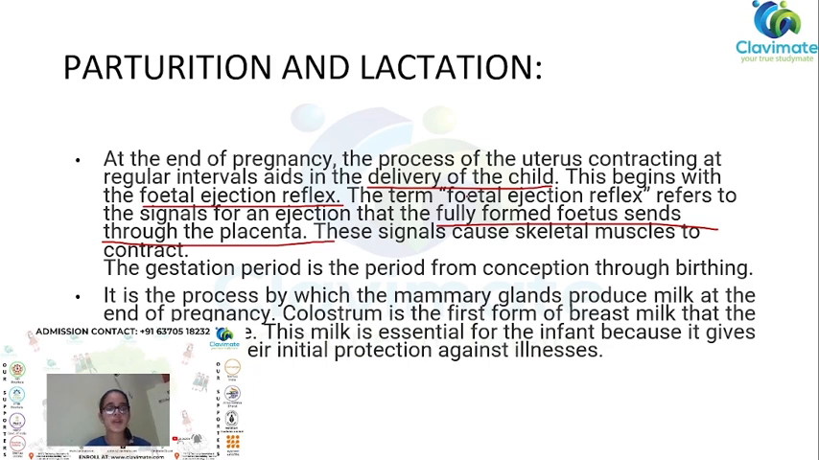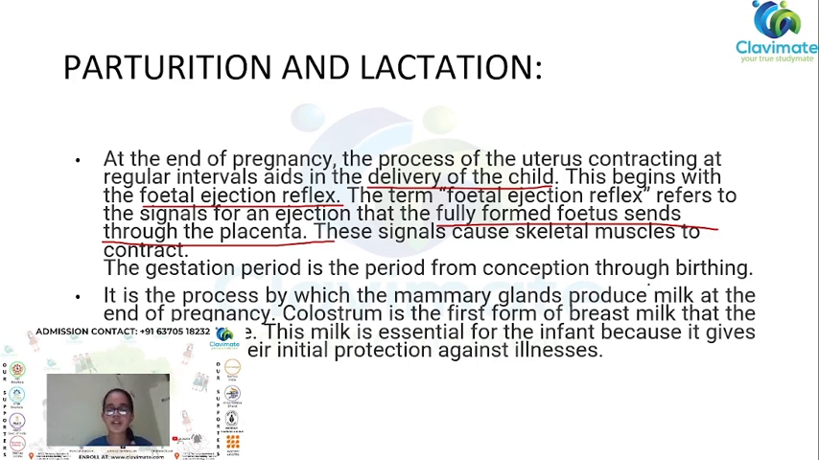What exactly is parturition? It is the delivering of the baby. How exactly is this done? When the fully formed fetus sends some signals through the placenta to the muscles, that causes contraction, and as the contractions occur, the delivery of the baby is done.